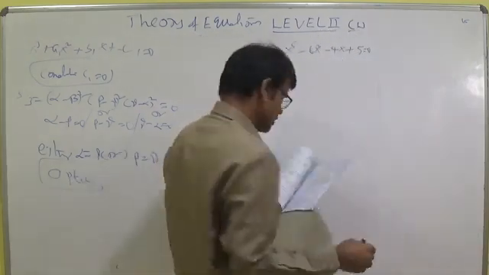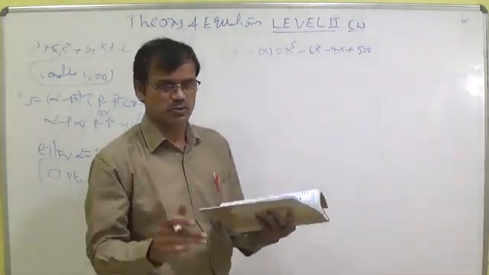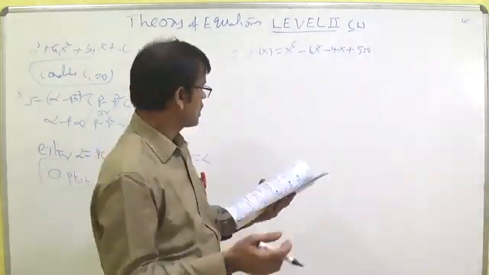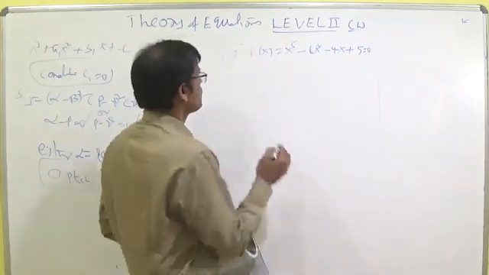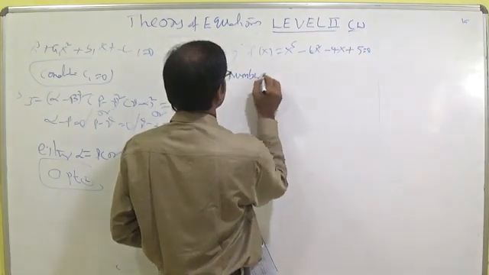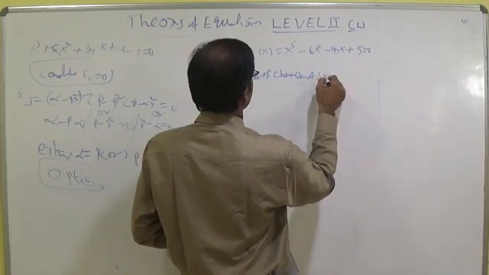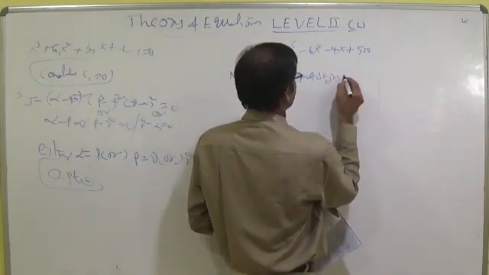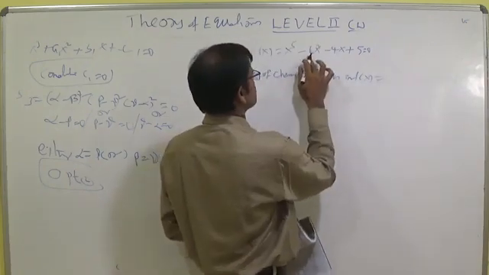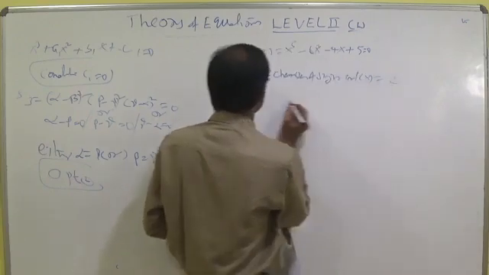Maximum possible number of real roots. Whenever he is discussing with us regarding real roots, it is maximum or at most. Whenever he is discussing regarding imaginary roots, we used to say that it is minimum or at least. Number of changes of sign in f of x is equal to: here plus 2 minus, 1 change; minus 2 minus, no change; and minus 2 plus, 1 change. 2 changes.